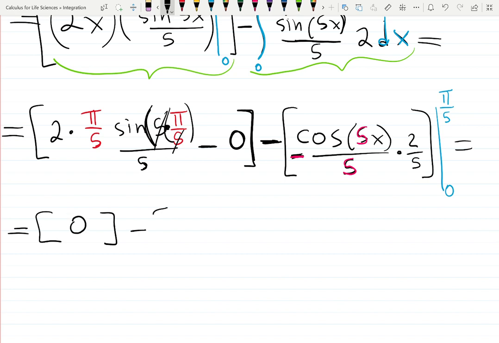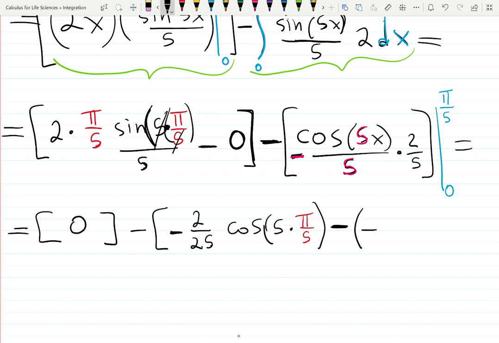Minus, and now I'm plugging in the top minus the bottom. Let me simplify. It's going to be 2 over 25, just like we had in the previous example, minus 2 over 25. And now we're plugging in cosine of 5 multiplied by pi over 5, minus. It's still minus over there, so be careful, and probably open parentheses and put minus in front of the cosine because it was there. Cosine of 0. That is not 0, so you have to write it down.